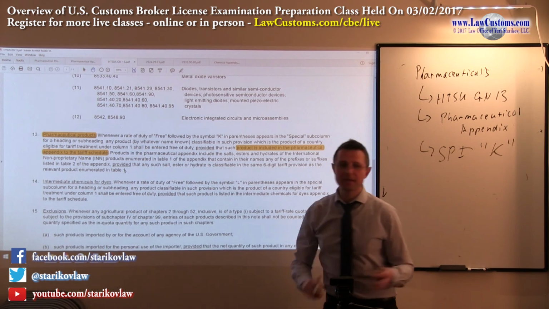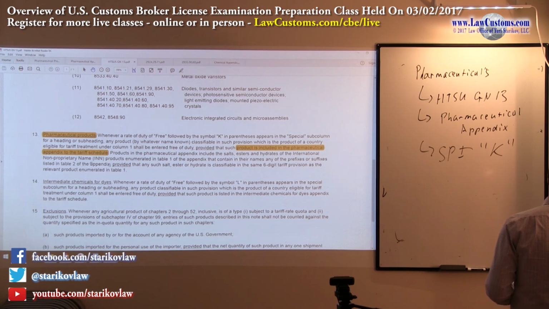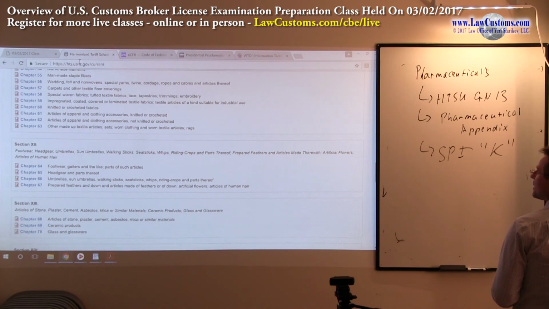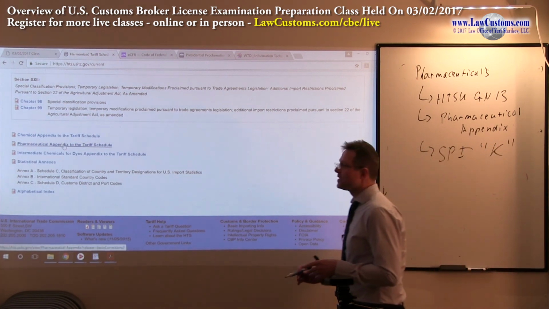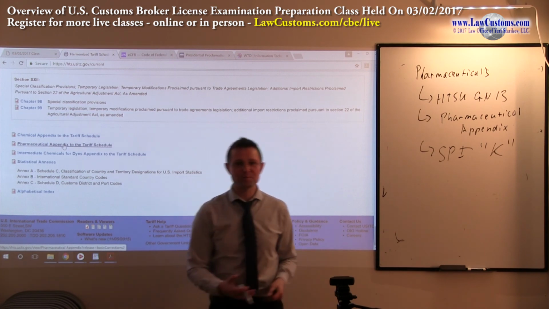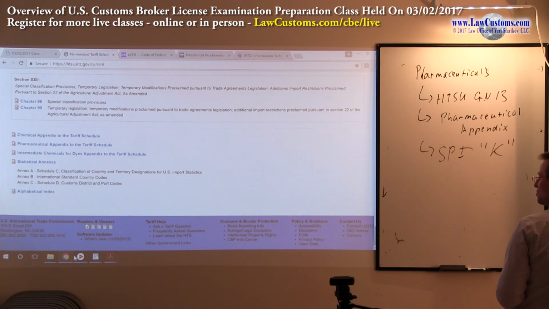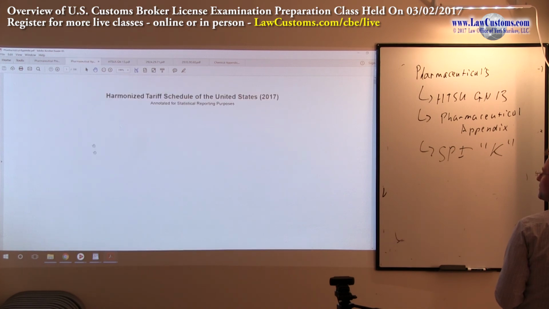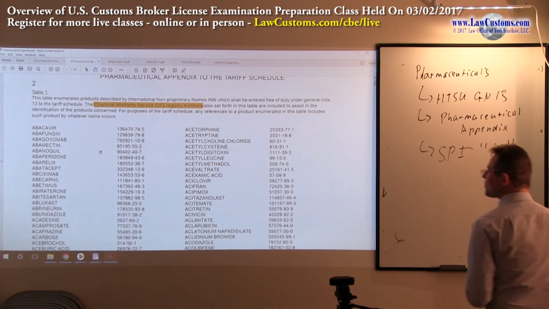All right. Another thing to notice, as you learn to be a librarian within this SPI category, the Pharmaceutical Appendix is available over here. It's at the very end of the tariff. If you have the book itself, it's at the very end of the book. And one thing about the Pharmaceutical Appendix you need to know is you need to learn how to browse through this. So here's a pharmaceutical appendix. Pharmaceutical appendix is comprised of two tables.